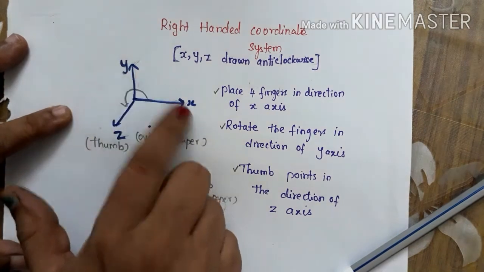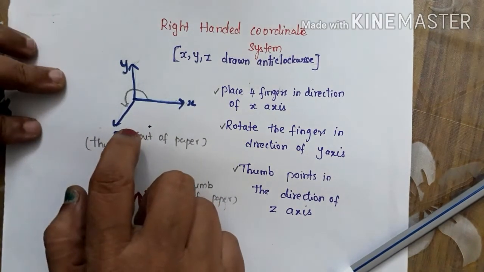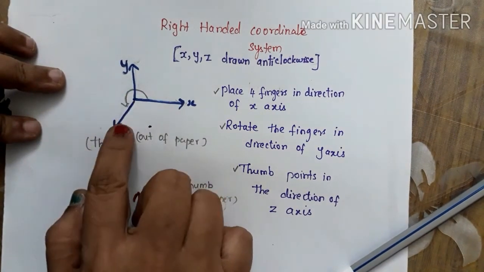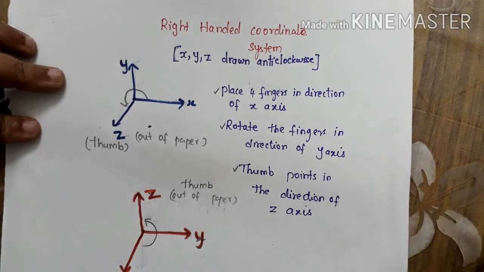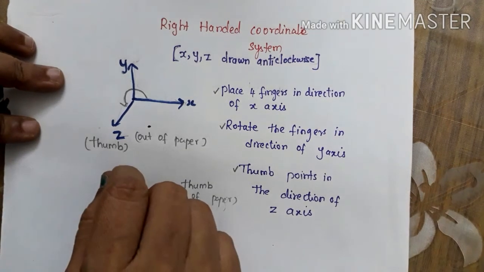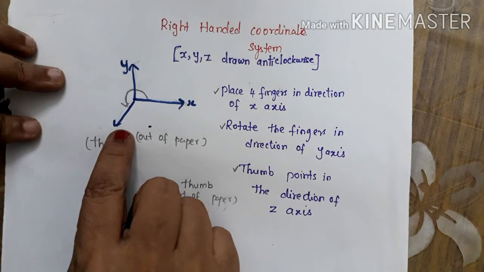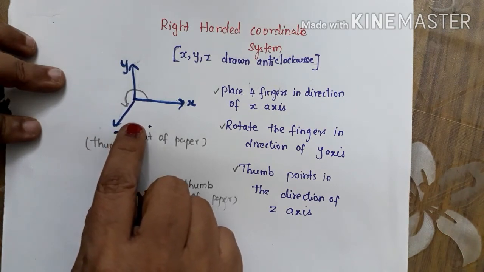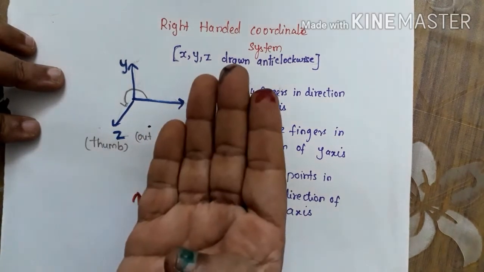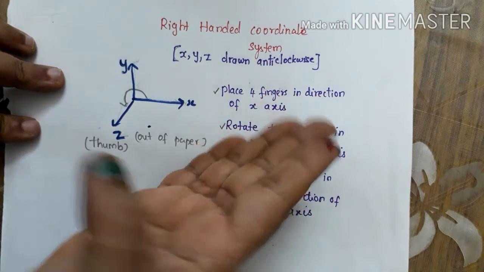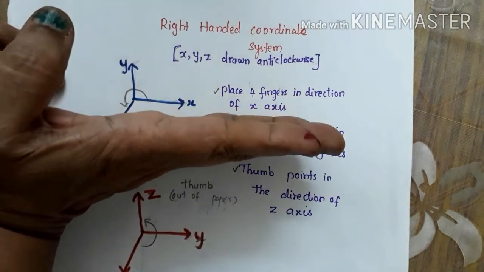X and Y axes are given, and try to remember that X, Y and Z axes, all the three axes, are mutually perpendicular to each other, which we have already discussed in the previous class, right? Now, how to find the Z direction? For that, children, you have to place four fingers in the direction of X axis. That is, these four fingers of the right hand, you have to place in the direction of X axis.